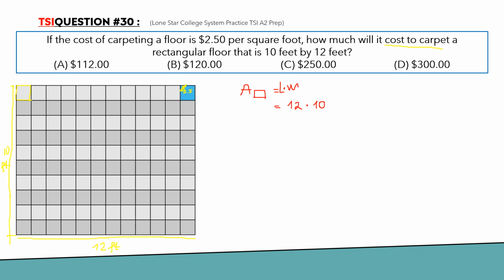Okay, then for one square foot, that costs $2.50. Now they're asking for 120 square feet. That will be how much?